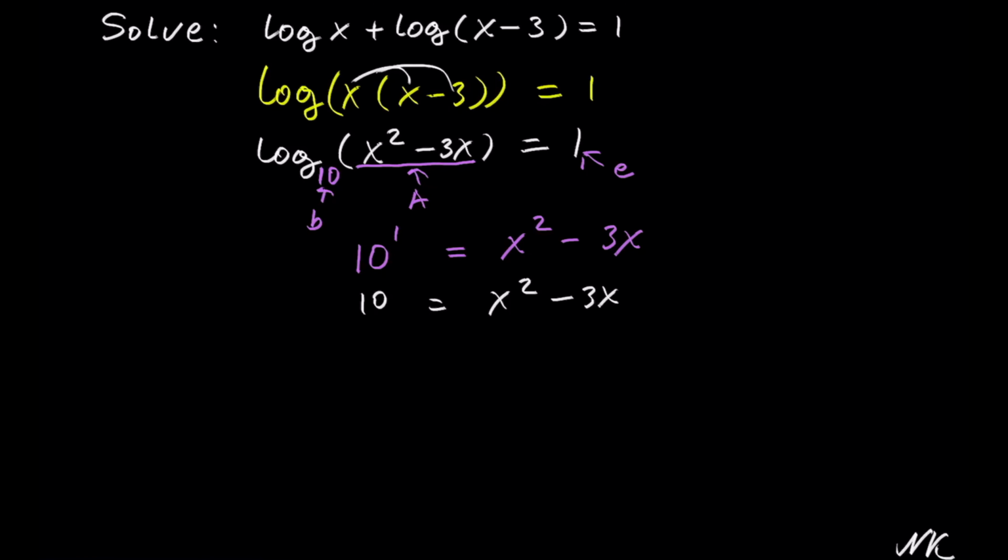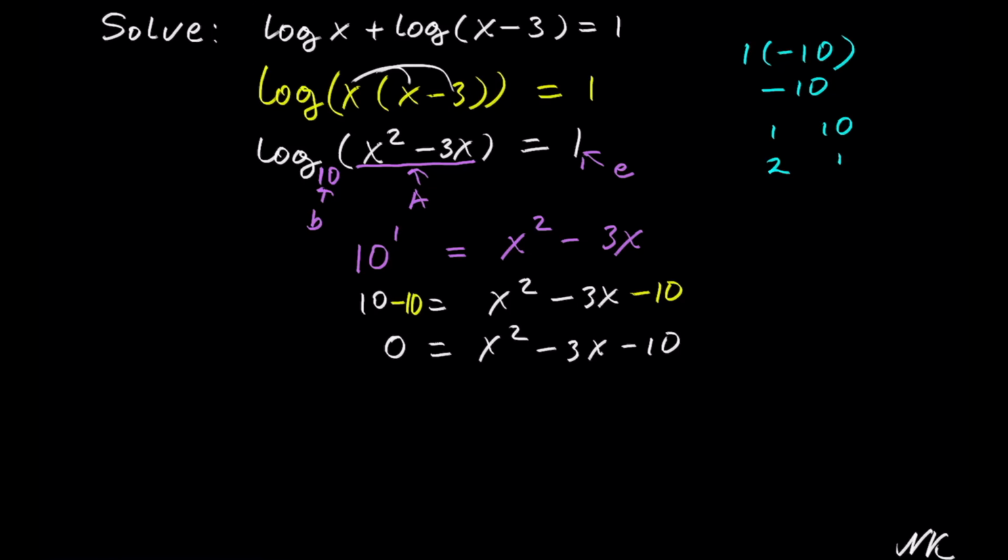This is a quadratic equation, so let's solve for 0 by subtracting 10 on both sides, and we will get 0 is equal to x squared minus 3x minus 10. Let's factor this by multiplying 1 times negative 10, and we get the product is negative 10. Let's list all of the factor pairs of 10, which are 1 and 10, 2 and 5.